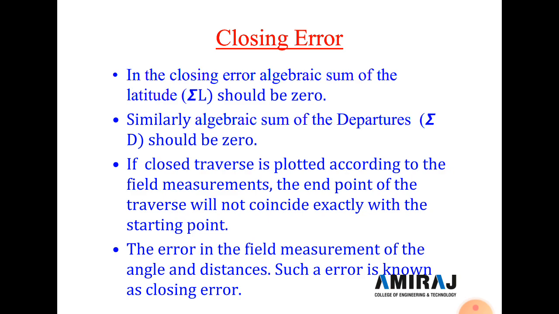If a closed traverse is plotted according to the field measurements and the end point of the traverse does not coincide exactly with the starting point, meaning the starting point and end point are not the same, then some error is generated. It is called a closing error. It is the error in the field measurement of the angle and distance, and such an error is known as a closing error.